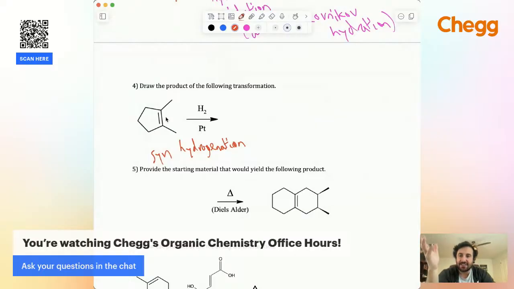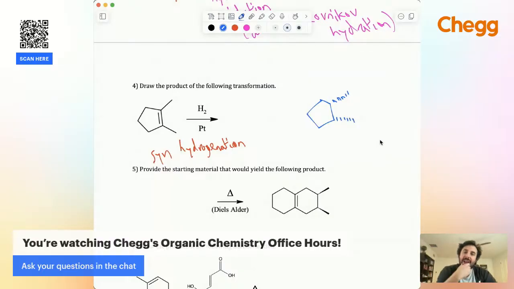And that means that any substituents that are already present on the carbons that are participating in the double bond must also be cis to one another in the product. And so we get this. Here is our 5-membered ring. And so we can go either way. I'm just going to put the methyls on the dash bonds. Could also be on the wedge bonds.